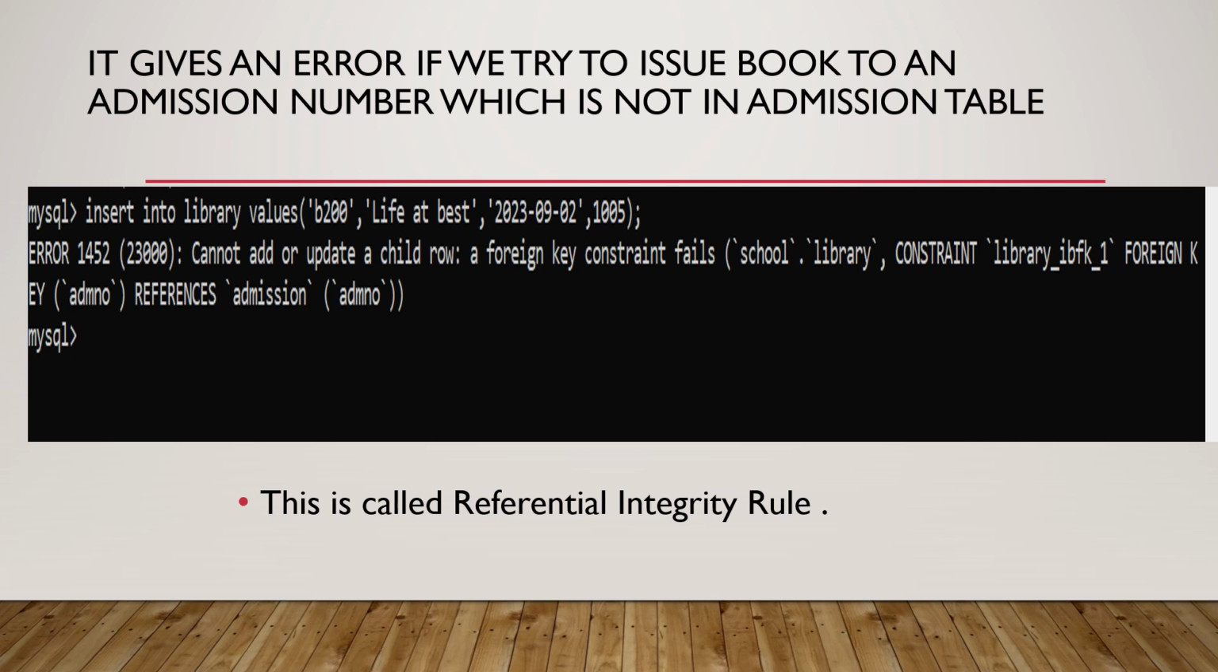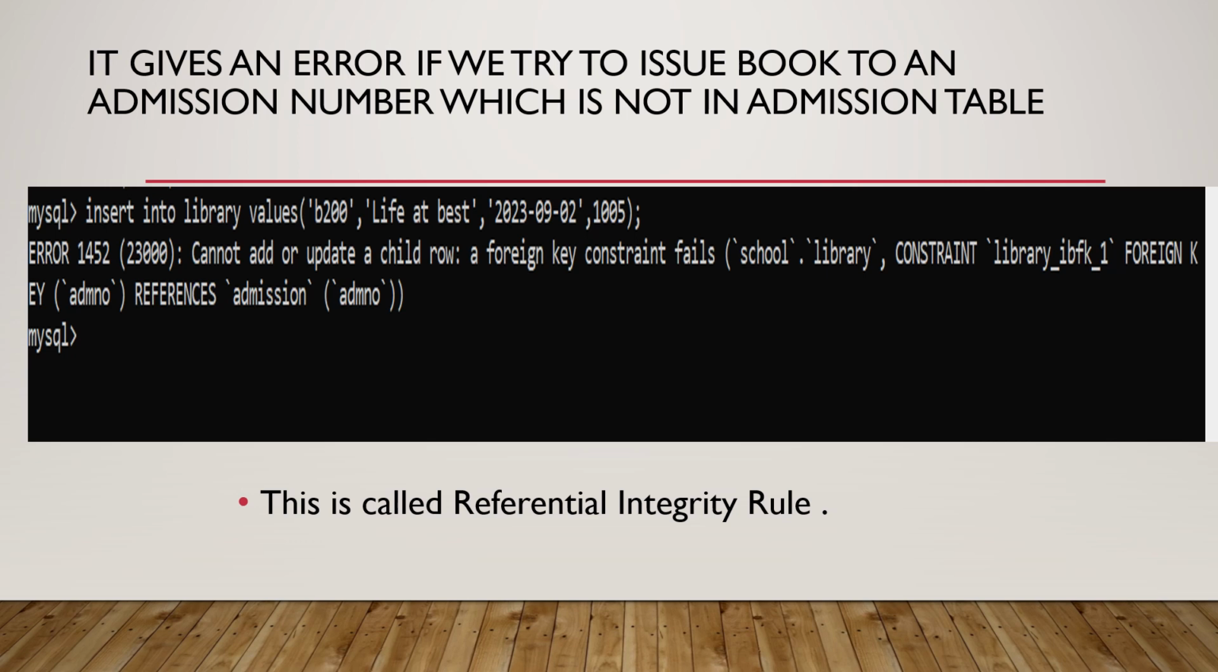Now in this slide, if you can see, I am trying to insert admission number 1005 in the library table, and please read the error which is coming. Cannot add or update a child row. A foreign key constraint fails. Foreign key references constraint is failing here because 1005 admission number was not given to any student in the admission table. So it is giving you an error.